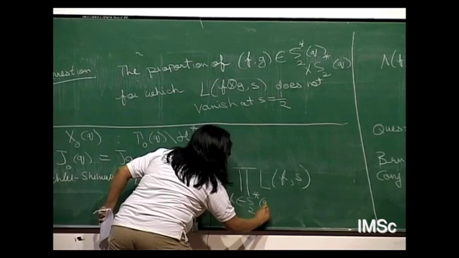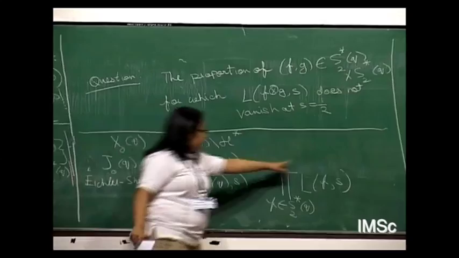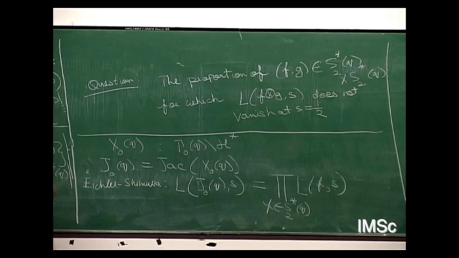Okay, and therefore this sum over here is simply the order of vanishing of the L function corresponding to the Jacobian at s equal to half. And that's one of the main reasons why we are so much interested in this quantity.